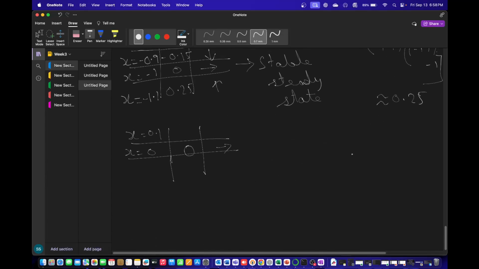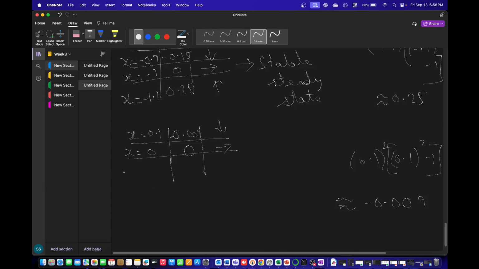0.1 whole square into 0.1 whole square minus 1. So this will also come out to be negative, and this is approximately minus 0.009 if I'm correct. So this will be a negative, right? So negative means it is converging towards the steady state.